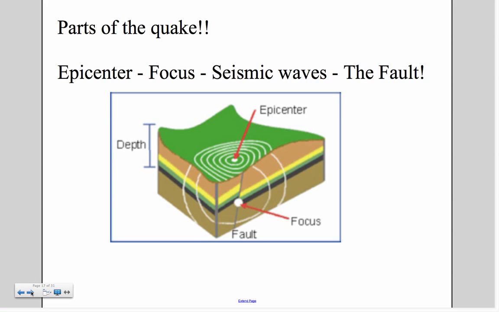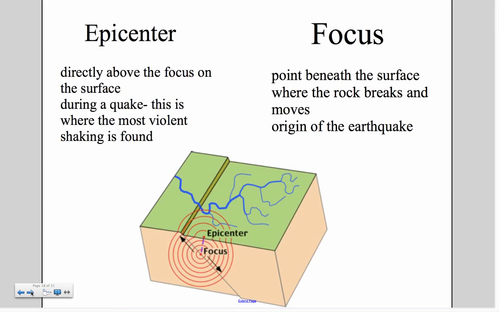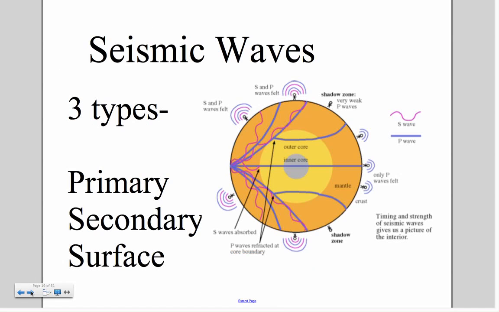Parts of the quake: there's the epicenter, which is the surface. The focus, which is deep in the ground where the tension was released. Seismic waves are the movement of energy, and then the actual fault line. So the epicenter is on the surface. Again, this is where it's felt during the quake. It's usually the most violent part because it's on the surface, so that's what we see. It's what we feel. The focus is beneath. This is where the rocks break and move. It's the origin of the earthquake.